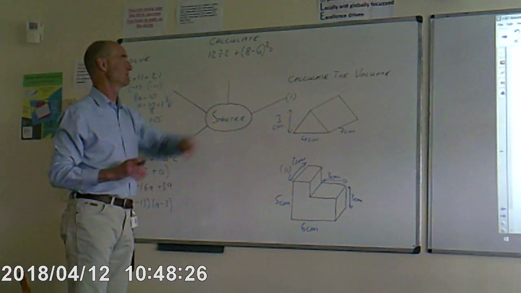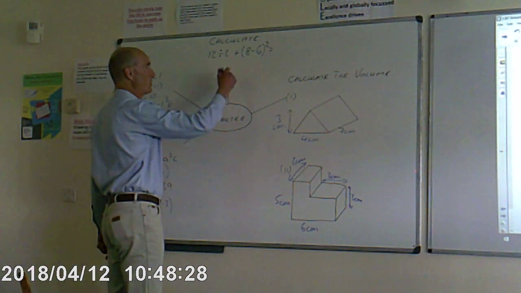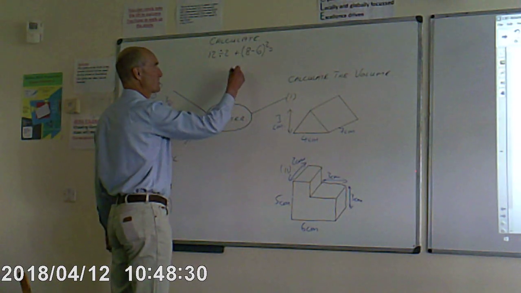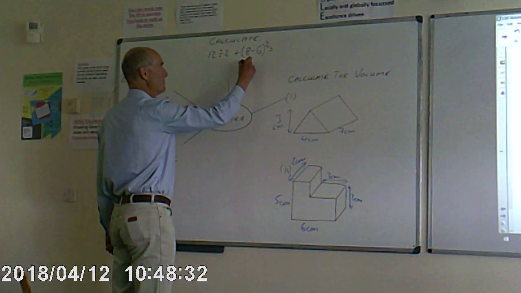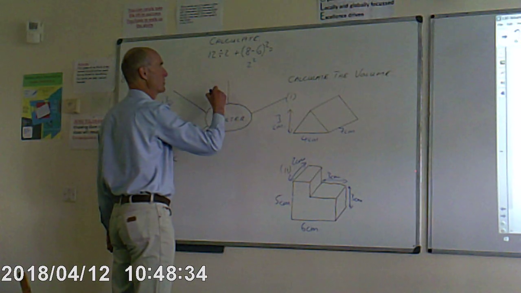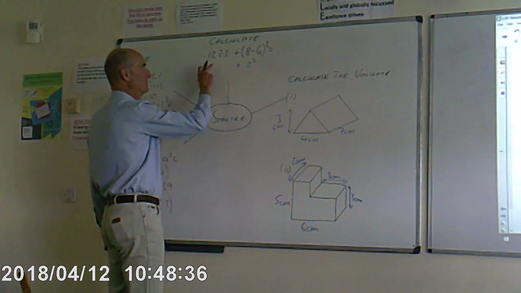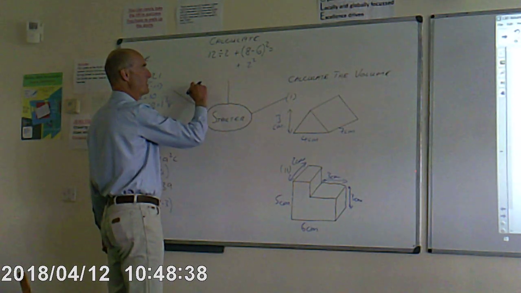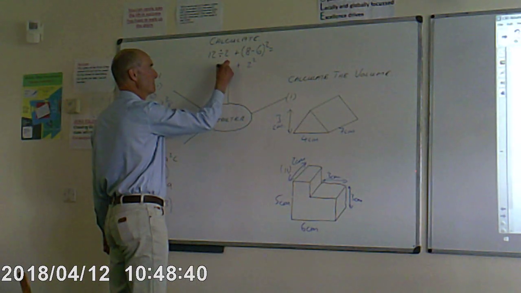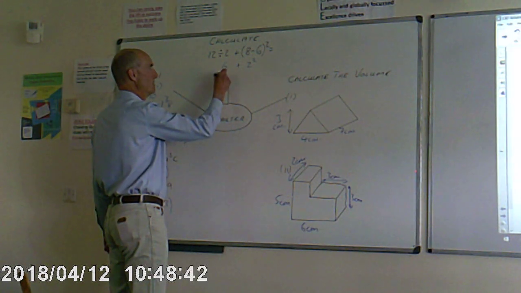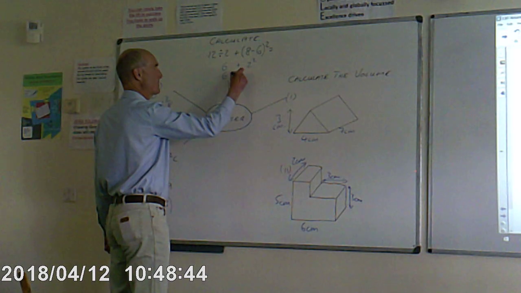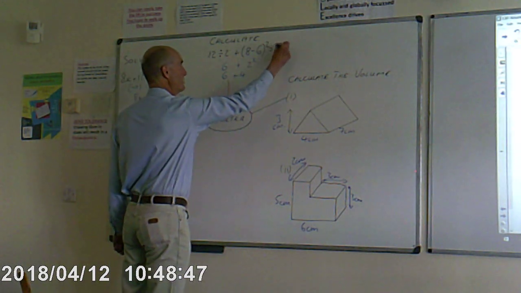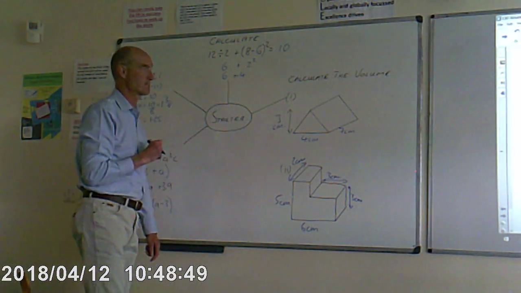Big maths. Brackets. So if we do our brackets, 8 minus 6, 8 subtract 6 is 2. But we've still got a squared on that. We've got a division here, 12 divided by 2, 6. 6 plus 2 squared, 6 plus 4, our solution is 10.